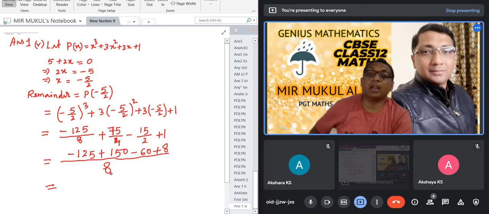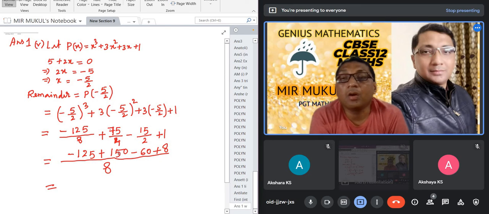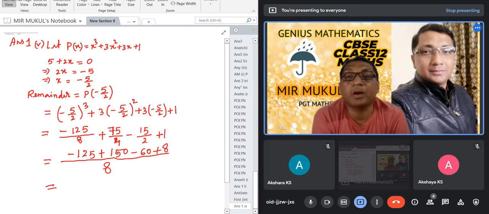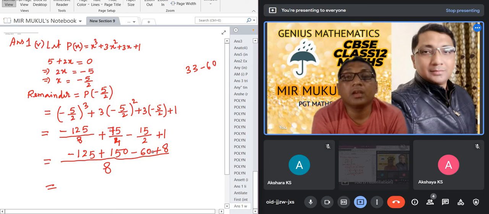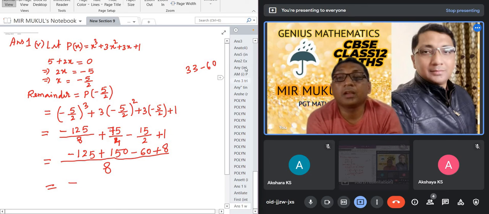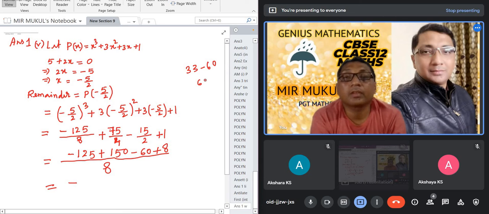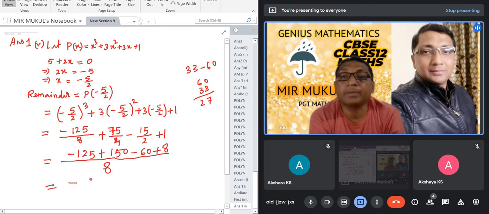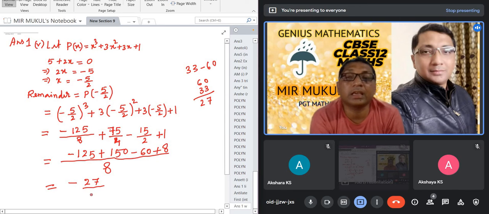Okay. Now calculate it. What are we getting? 150 minus 125. How much? 25. 25 plus 8, how much? 33. And minus 60. So it will be negative, and 60 and 33, if we subtract, then we get 27. So minus 27 by 8. Aksara, quickly check the answer.